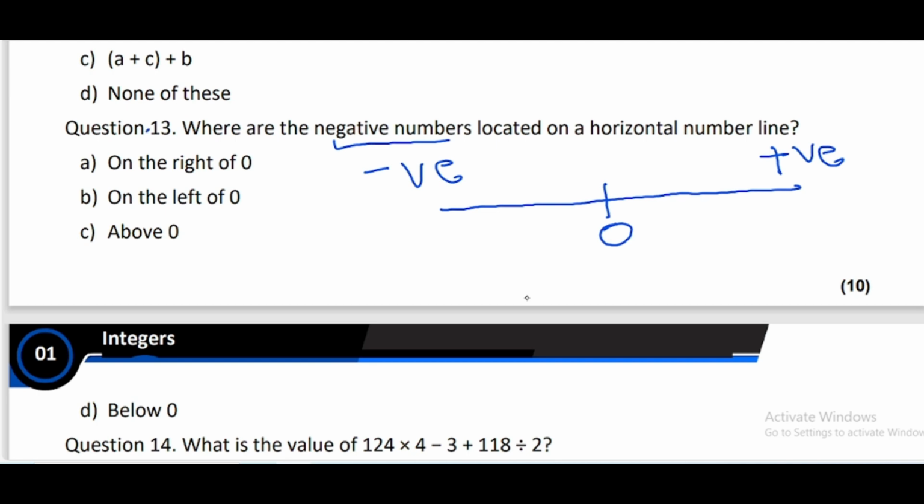Then the question asks, where are the negative integers located on a horizontal number line? The negative integers are located to the left of the 0. Then the right answer is on the left of the 0.